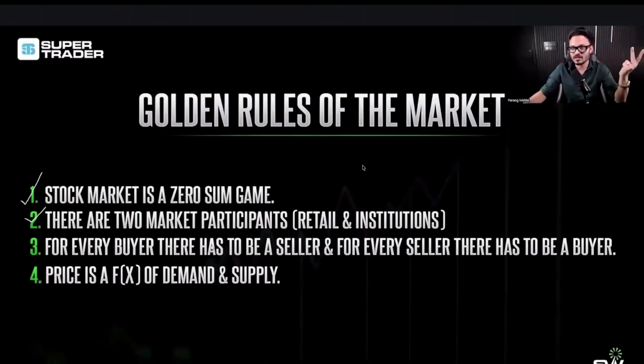So the two rules, if we combine, if institutions have to make money, they will create the market in such a way, they will move the prices in such a way that retail traders lose and institutions win. And that is precisely the reason why in today's webinar, we are not going to understand how retail trades. That we already know. We will try to understand how institutions trade so that we can be on the winning side.